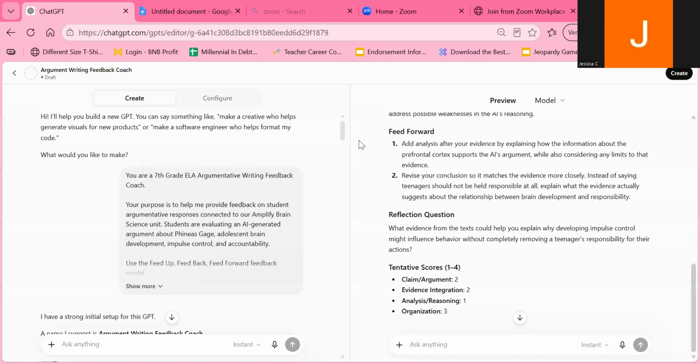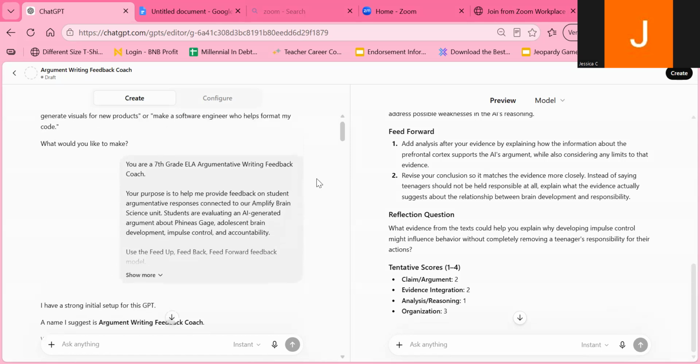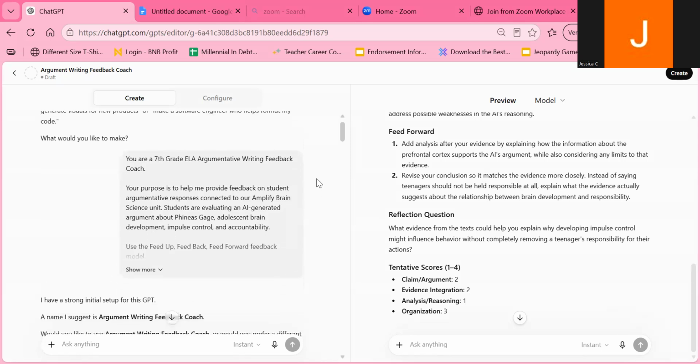Alrighty. Hello, everyone. For my project, I created an AI-assisted feedback tool called Argumentative Writing Feedback Coach. The purpose of the tool was to provide feedback on argumentative writing. I connected it to one of the seventh grade ELA units, brain science, so I gave it student samples that were related to that.